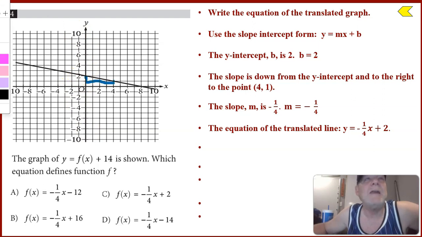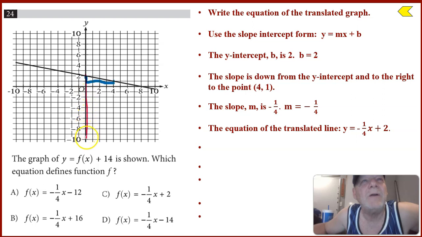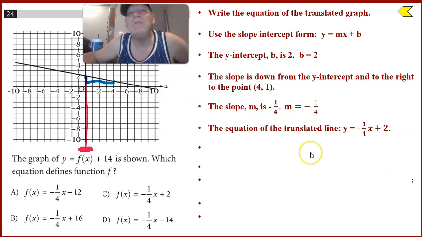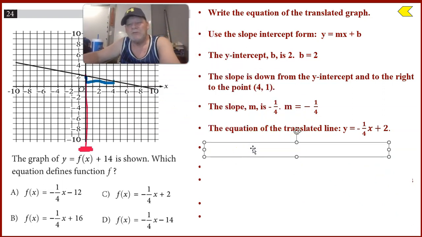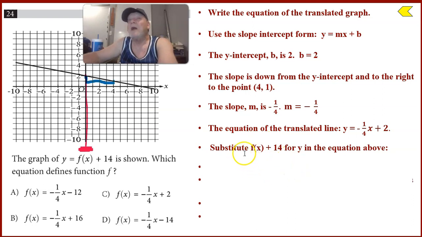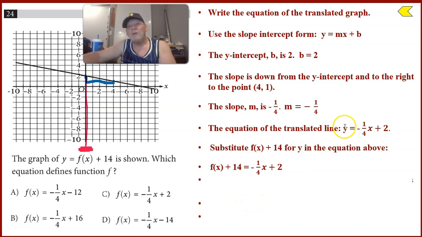So the first thing I did, besides even substituting it, I said, that means that I'm going to go 14 down, which would be down to right here. So it would have the same slope. And what would that particular equation be? Now, that's how I first did it before I even started doing all the algebra, because it made sense to me. But I know I can substitute f of x plus 14 for y. So in this equation here, where the y is, I put f of x plus 14.